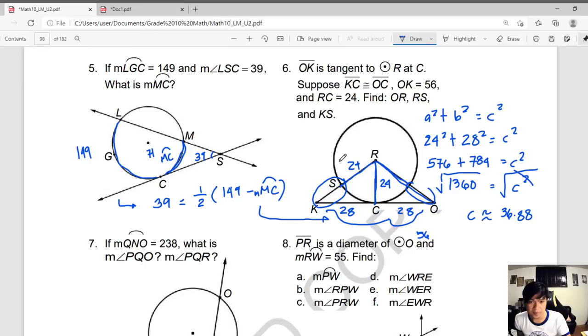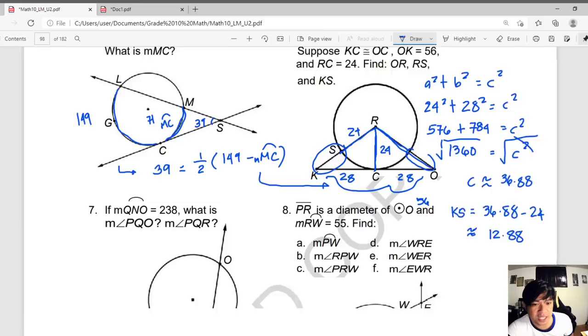So we have ang KS natin is equal to 36.88 minus 24. So the measure is approximately, nagamit lang tayo ng approximately dito. So, 36.88 minus 24. So, 12.88. So, KS natin is 12.88. So, the measure of OR is 36.88. Yung RS natin is 24. And KS is 12.88. Okay? So, we're done with number 6. Let's proceed with number 7.